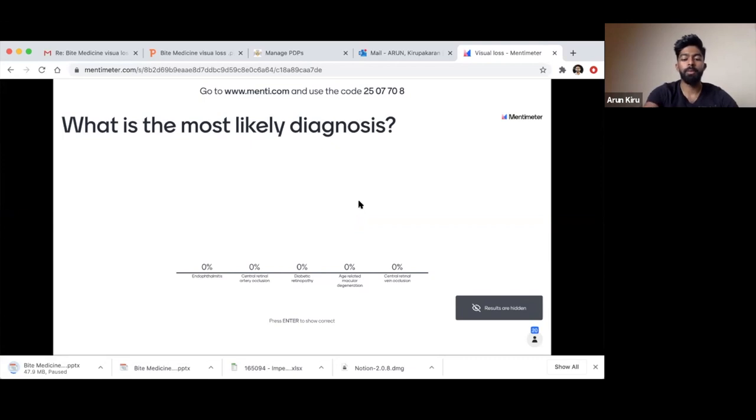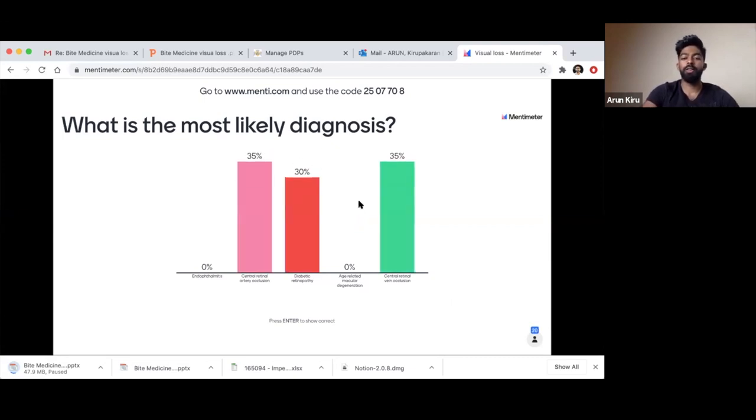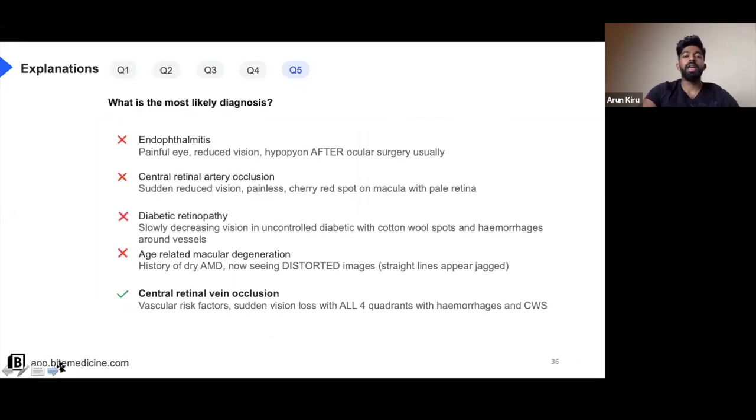And stop there. Oh, we've got a nice split here, actually. So we've got central retinal artery occlusion, diabetic retinopathy, and central retinal vein occlusion. So the correct answer here is central retinal vein occlusion, and we'll go over why. Okay, so endophthalmitis, none of you went for, because we've talked about how that's usually after surgery, so we're going to stop talking about that.